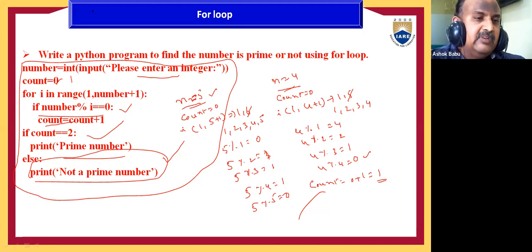So when number % i equals 0, we need to increment the count. Already the count is 1, so when 5 % 5 equals 0, the count is incremented from 1 to 2. When count is 2, we need to print that the given number is a prime number.